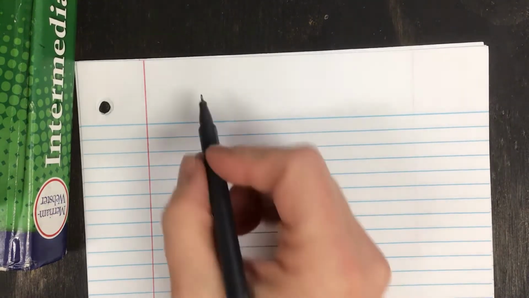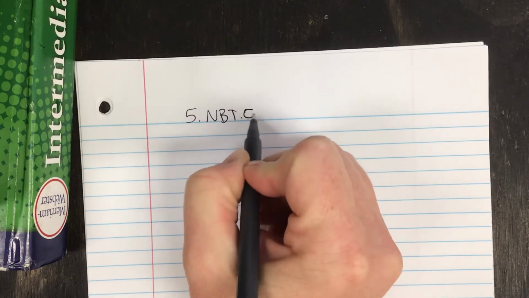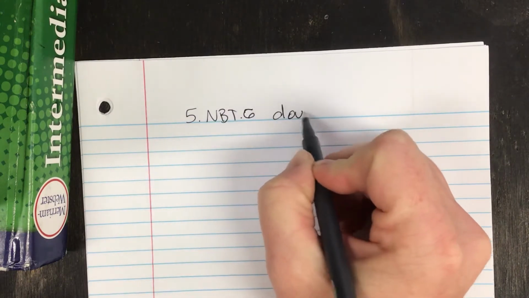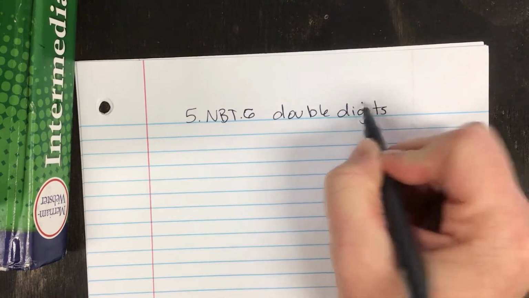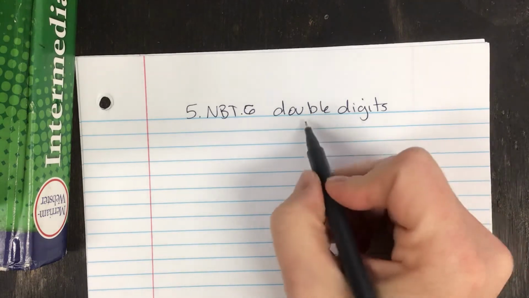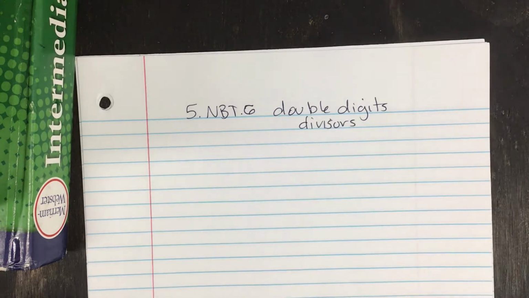All right, we're gonna work double digits now. So 5 MBT 6 with double digits. Double digit divisors. All right, so let's start with one that we would already know.